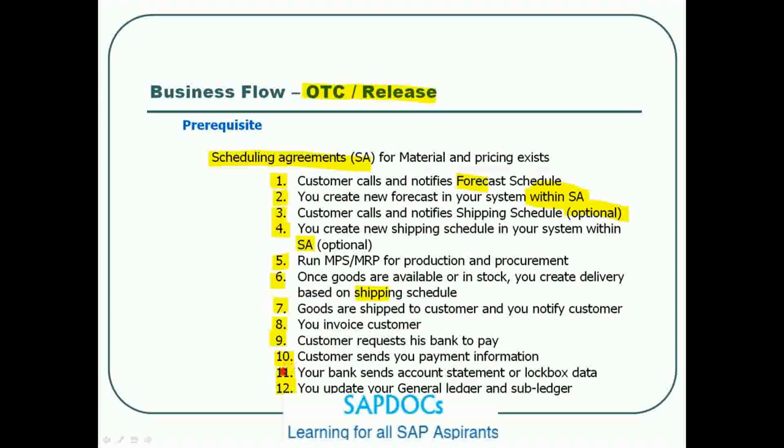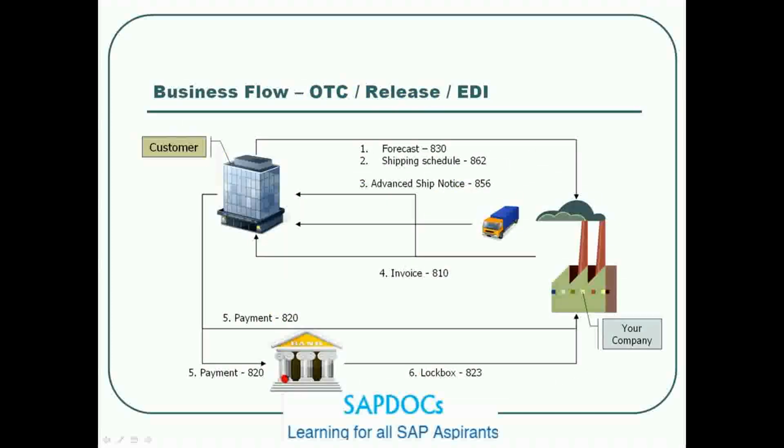So these 12 steps with the release process complete the OTC. That means that you receive the order and you receive the cash. If we try to incorporate that into EDI, here is your customer and here is you as supplier. Customer sends forecast 830 and 862. You ship the goods, you send advance ship notice, and the goods go from here to here.